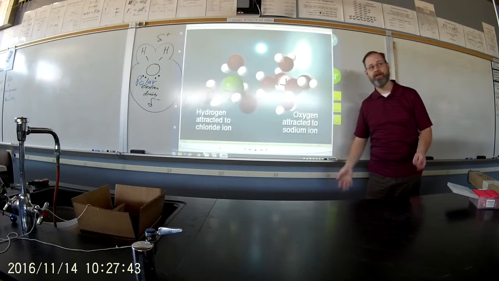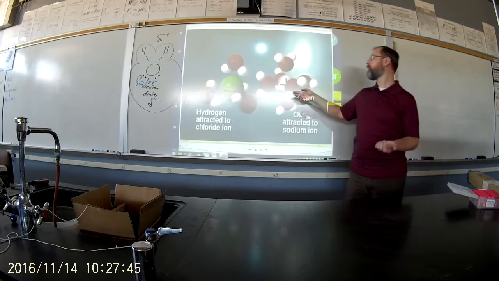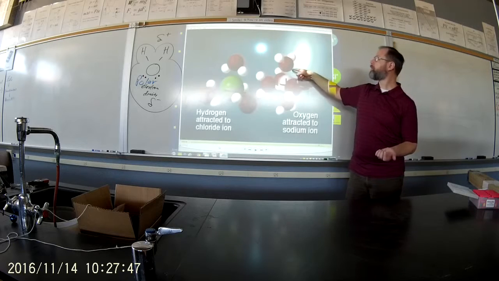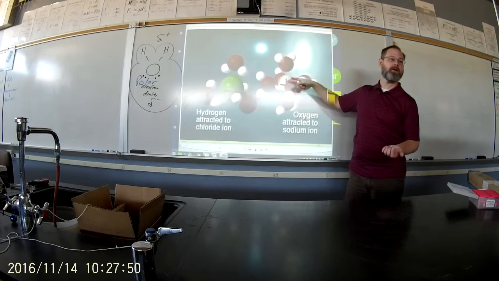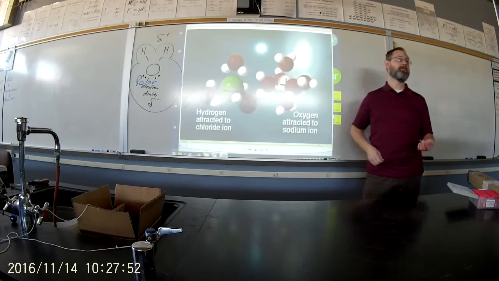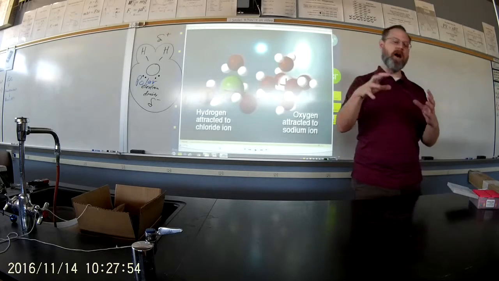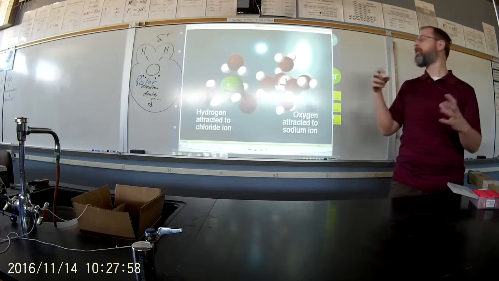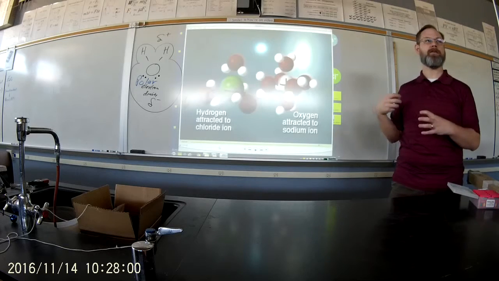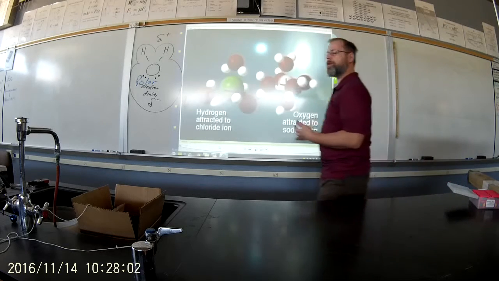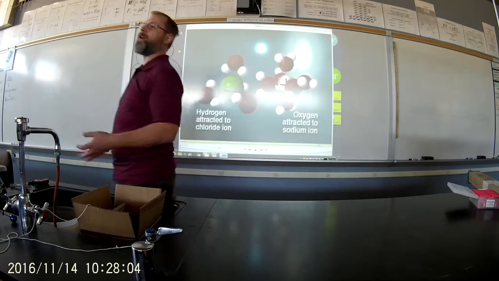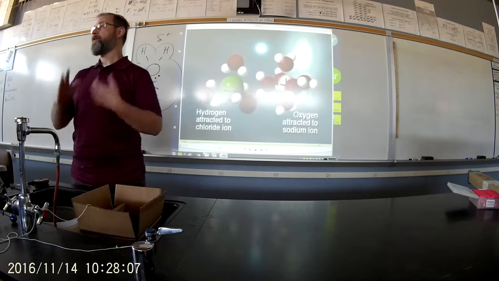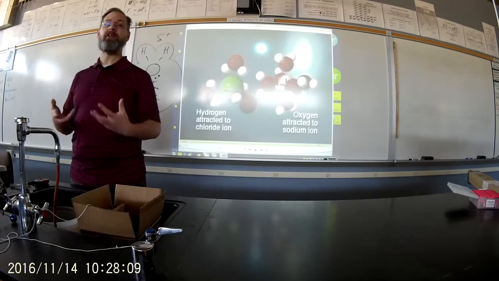On the other hand, the partial negative side of the water molecule attacks the what? The positive ion. So that oxygen side is the partial negative. That oxygen side attacks the cation and pulls the cation out of the lattice. So this is how water dissolves things. We tend to call water the universal solvent because it's really good at dissolving things, because it is very, very polar.